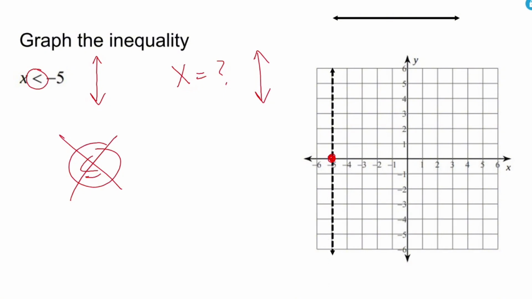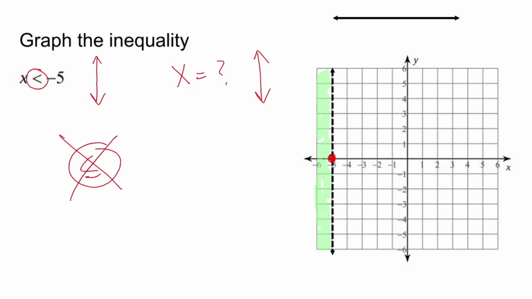Now, the other thing that you look at when you graph an inequality is the symbol, and that tells you which side you need to shade. I have x is less than negative 5, which means I'm going to shade everything to the left of negative 5 because it's to the left of negative 5. That's what less than means.